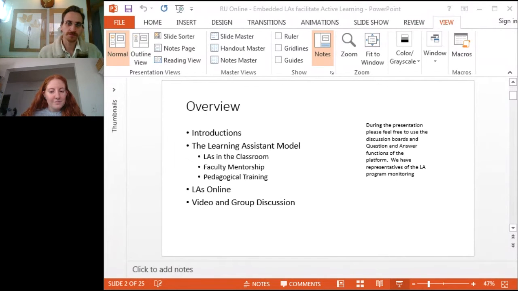Okay. Now, learning assistants are paired with courses at Rutgers in a few ways. They can be embedded directly into a course, such as lectures, labs, or recitations. These embedded forms of learning assistants are the LAs working directly in a classroom with the faculty member or with a TA, for instance.